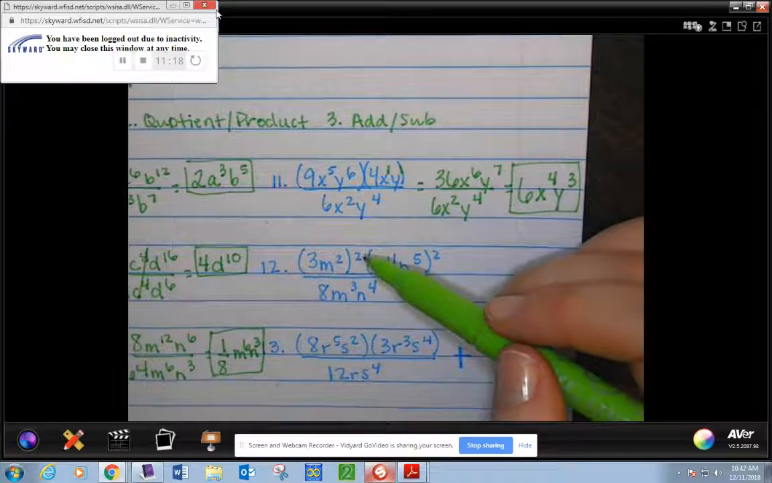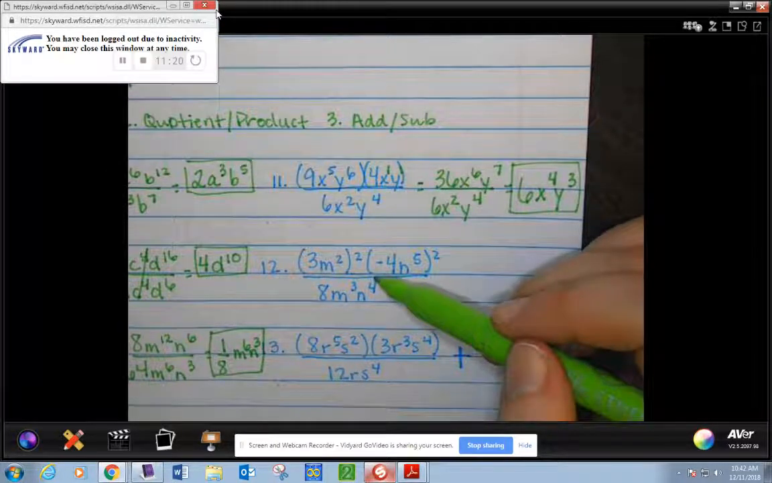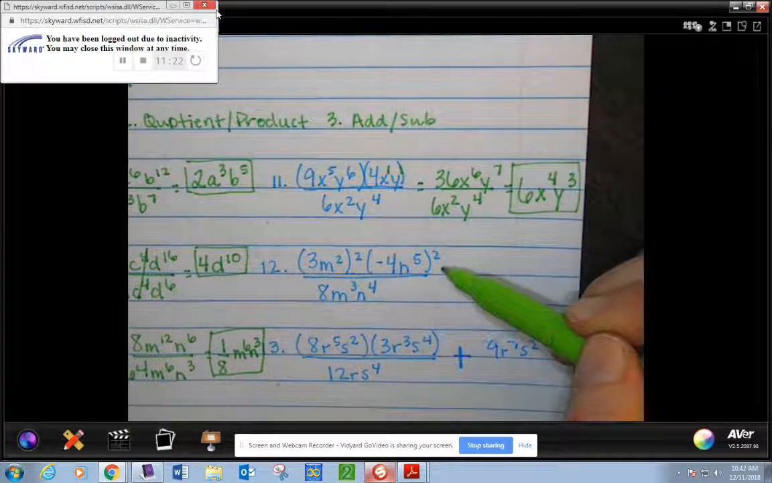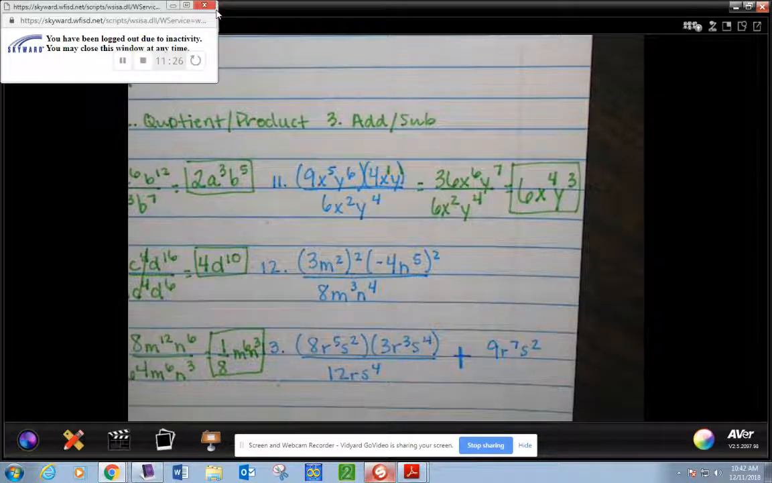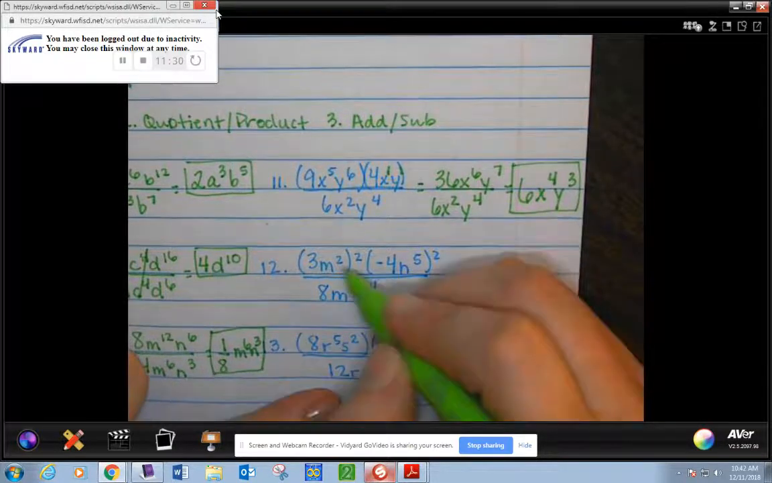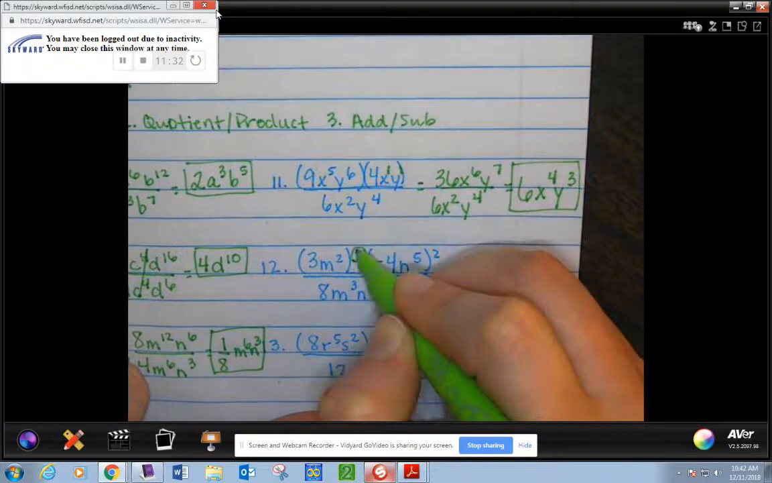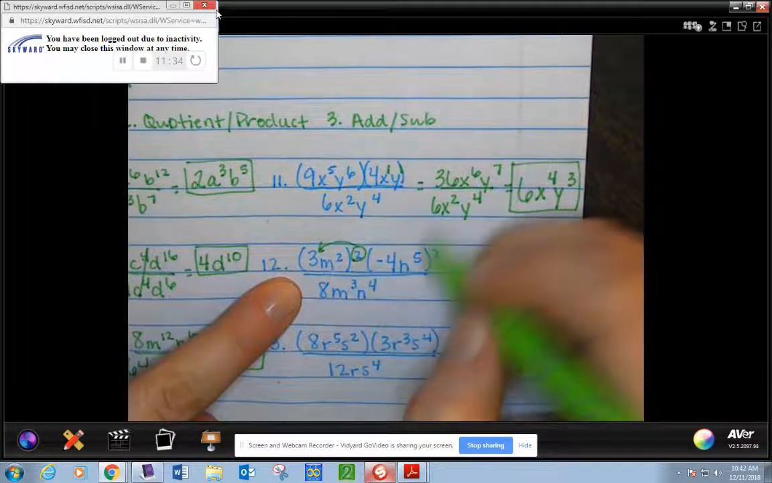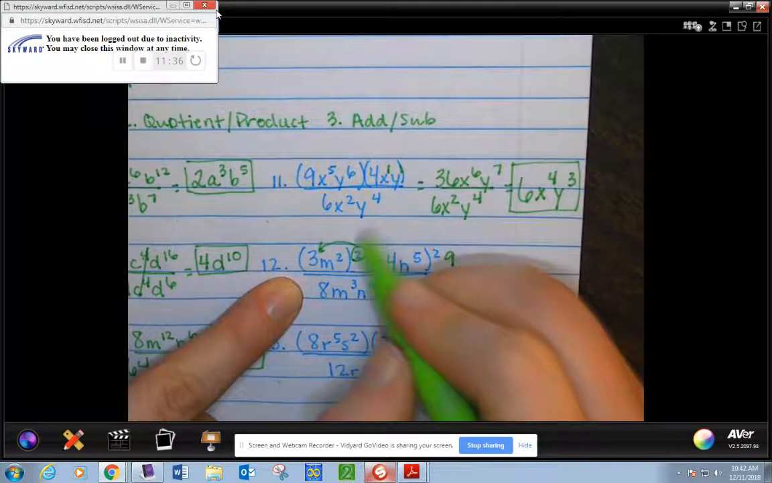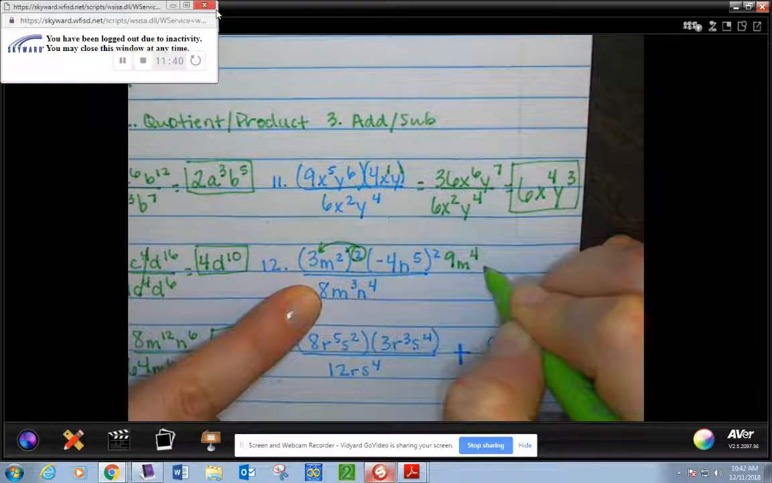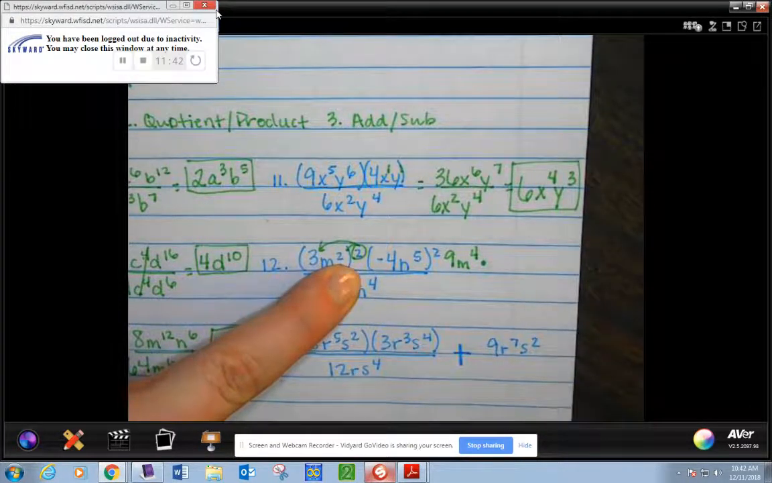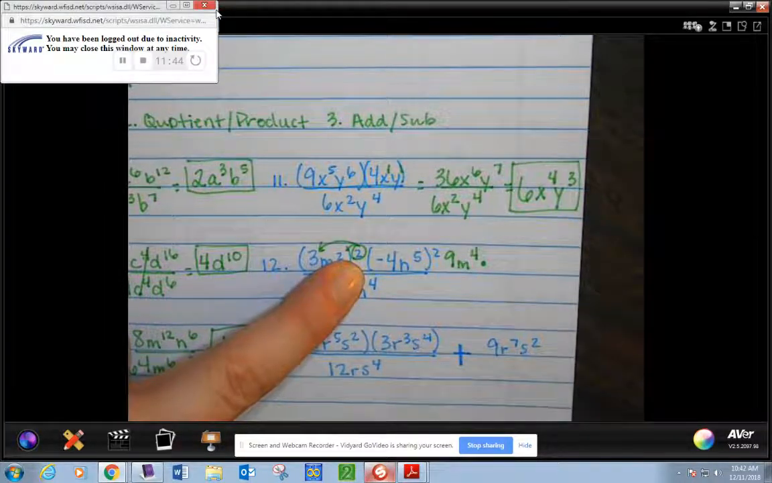3m squared times negative 4 n to the 5th squared divided by 8m to the 3rd n squared. Okay, this one turns out to be more steps. So let's see if I can fit this all in here. We're going to take the outside exponents and we're going to bring them in. So 3 squared is 9. And then 2 times 2 gives me m to the 4th. And I keep a times sign because these are being multiplied, not being added.